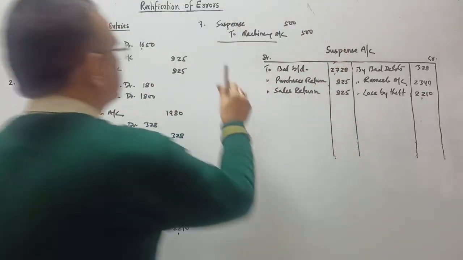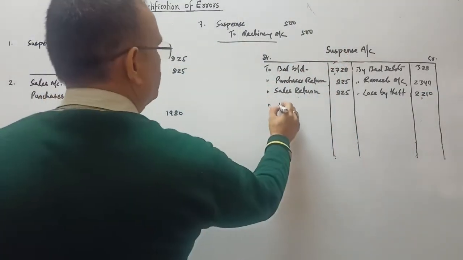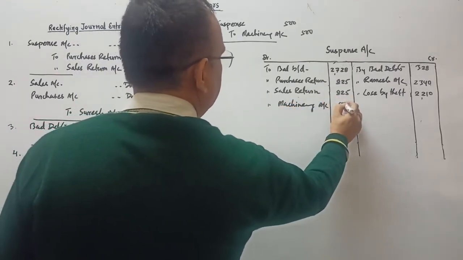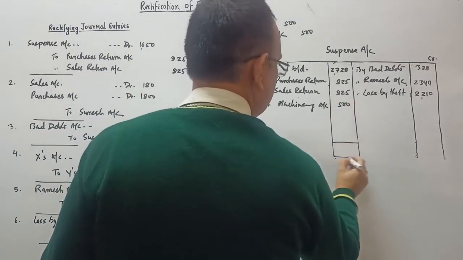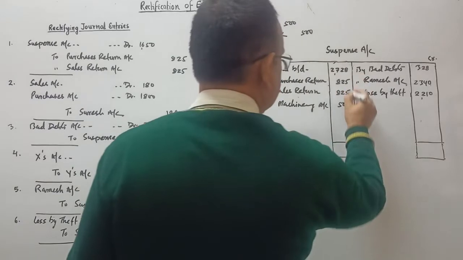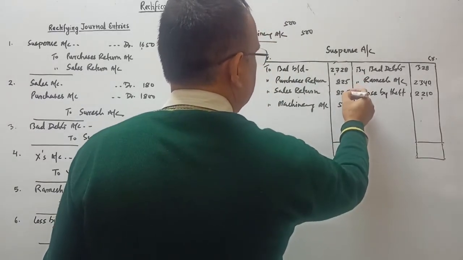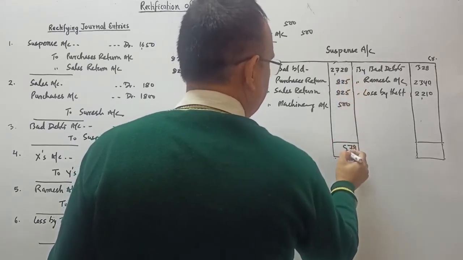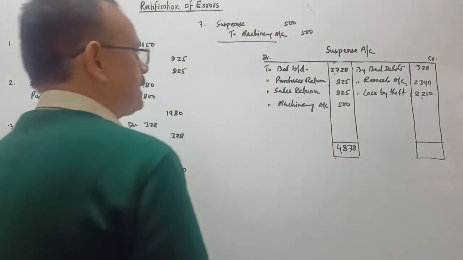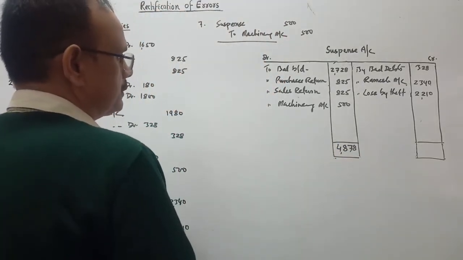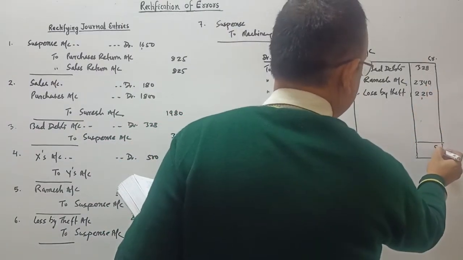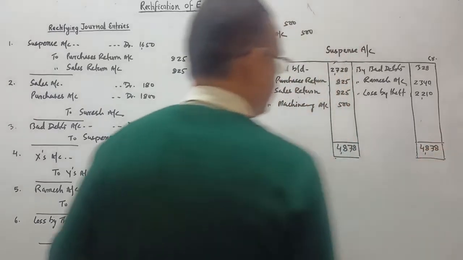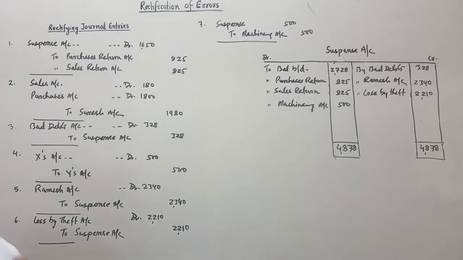Now suspense is on debit. So on the debit side we will write to machinery account, 500. Now we'll do the total of both sides. This side is 4878. This side is also 4878. So the trial balance is matched.